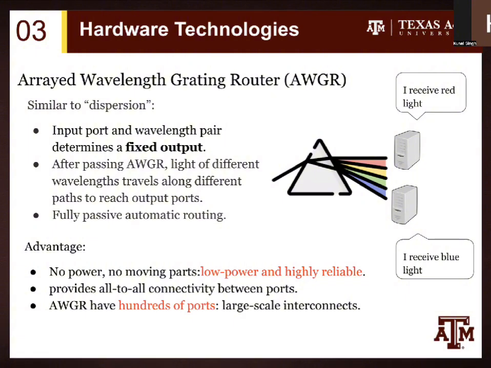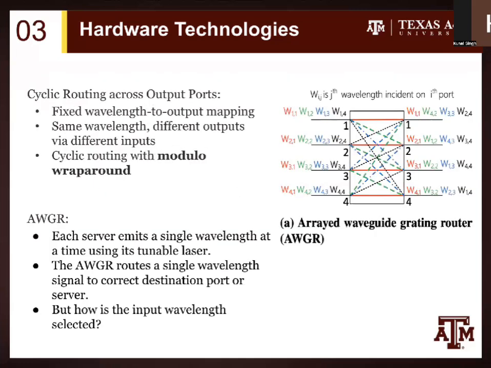Now, this is of great advantage as it does not require any power or component movement, which is why it is highly reliable as compared to the electrical switches used earlier. Moreover, this makes the routing automatic and fully passive in nature. This also provides all-to-all connectivity between input and output ports. The all-to-all connectivity is achieved using the cyclical routing in the AWGR architecture.